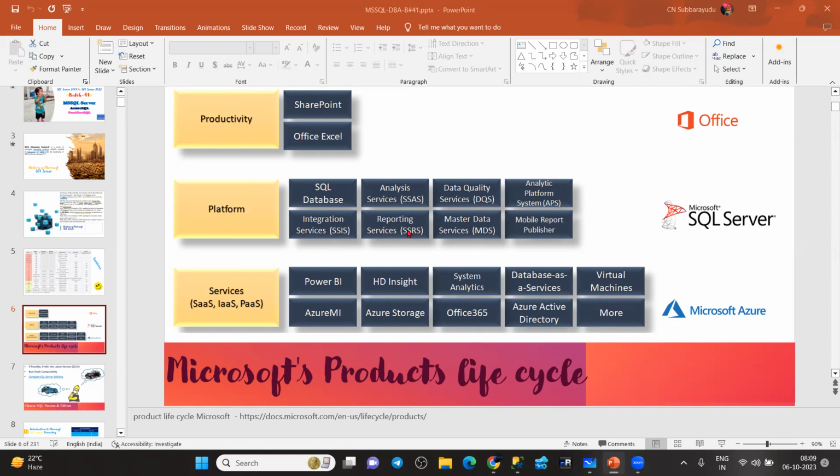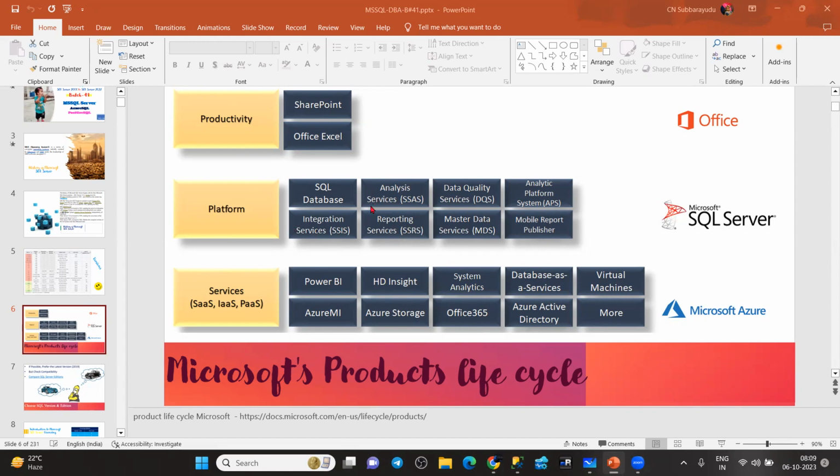SSRS, is almost like a duplicate. Now Microsoft came up with a separate tool called Power BI. Maybe in future you may get a chance to work with Power BI. So we are going to cover all these services as a DBA.